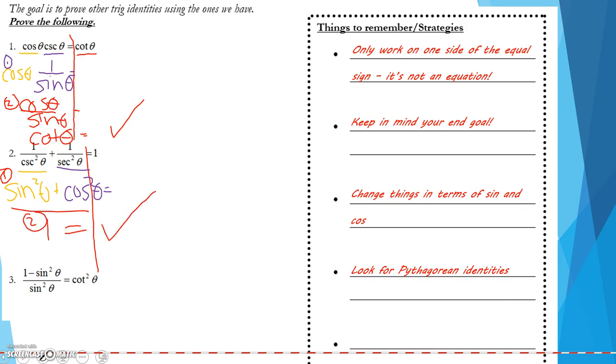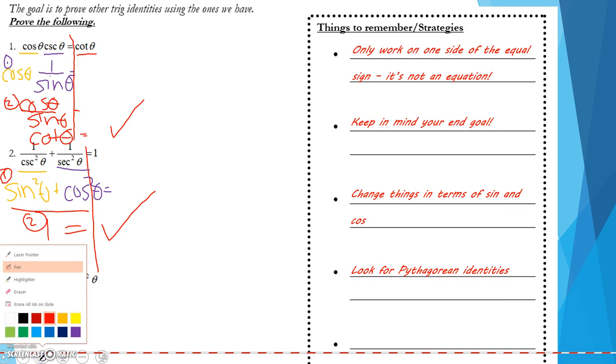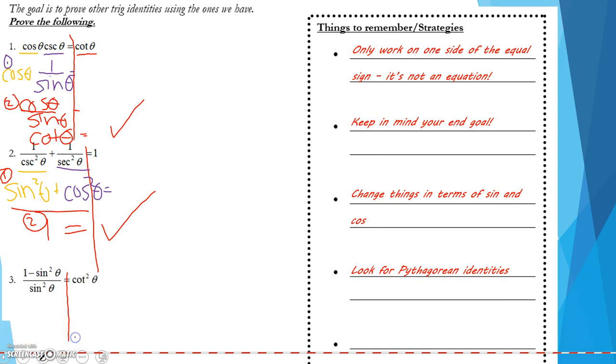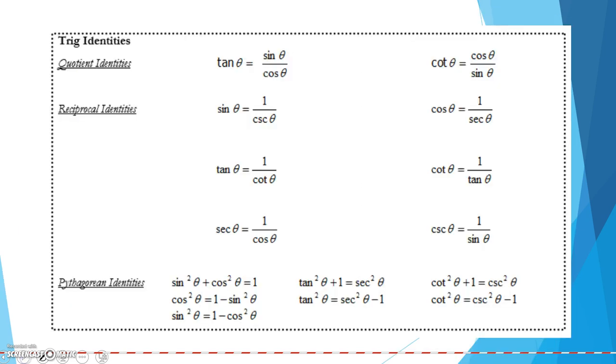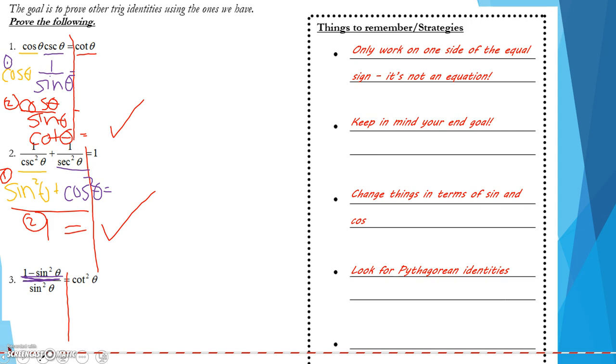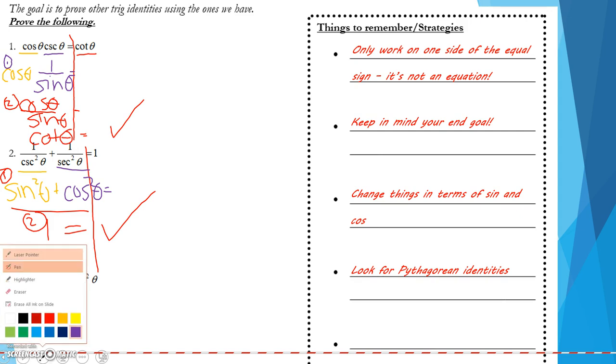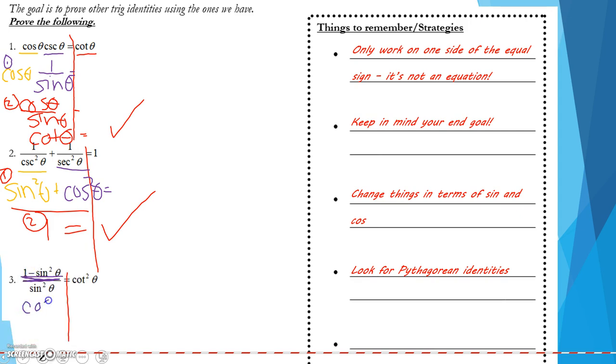So number 3, right off the bat on top, everything on top and bottom is sine and cosine. But up top, that is sending a little red blinker in my head. 1 minus sine squared is a Pythagorean identity. So 1 minus sine squared is right here. 1 minus sine squared is cosine squared. So I'm going to change the top of this to cosine squared. I'm going to keep the bottom the same.